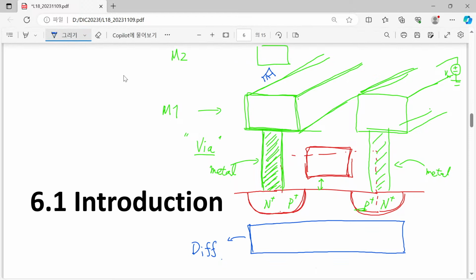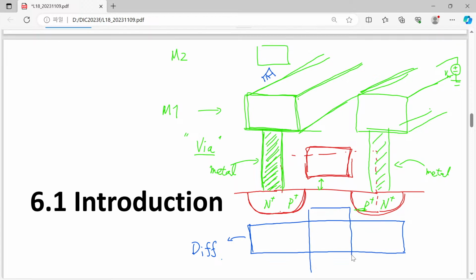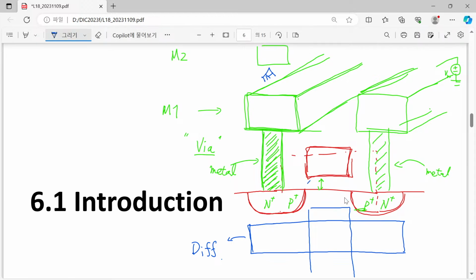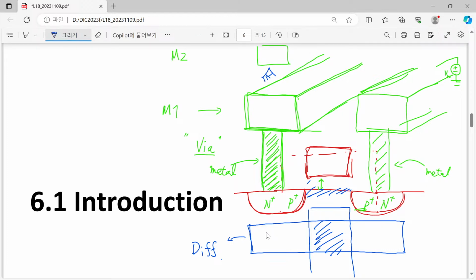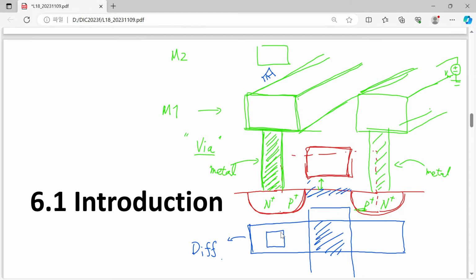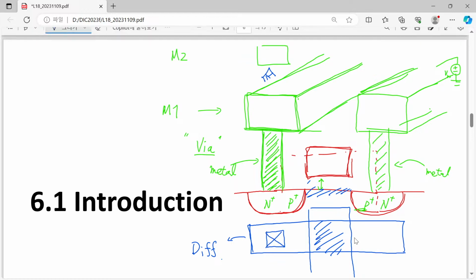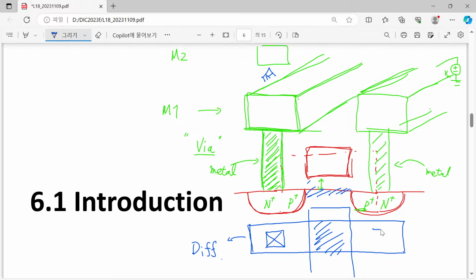Then when you draw your gate, the gate poly, this part becomes this part. Yes, now you have your gate. Anyway, here you have a via, and it is usually written in this way. This is also another via.